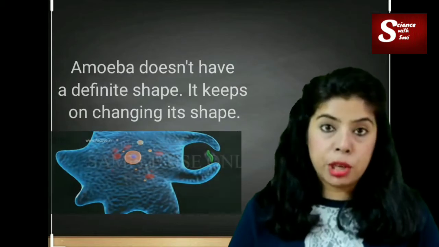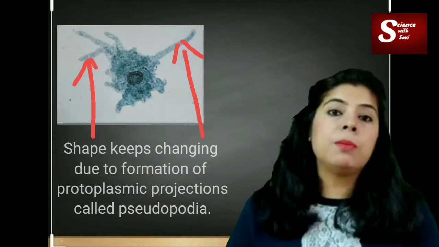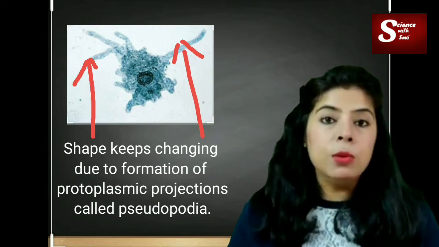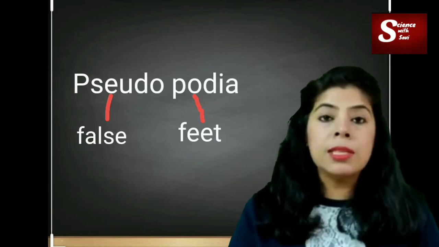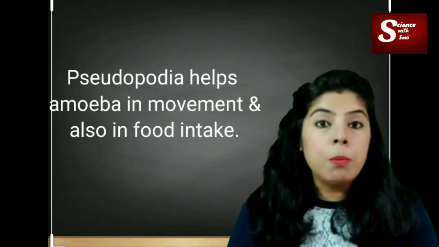Now, the very important thing about this amoeba is that it does not have a definite shape. The shape keeps on changing because of the formation of some protoplasmic projections which are called pseudopodia. You will see in the figure here, it has various pseudopodia. Pseudo means false, and podia means feet. So these are called false feet or pseudopodia. These pseudopodia not just help the amoeba in moving from one place to another, but they also play a very important role in taking food inside the body. We will come to it when we talk about nutrition.